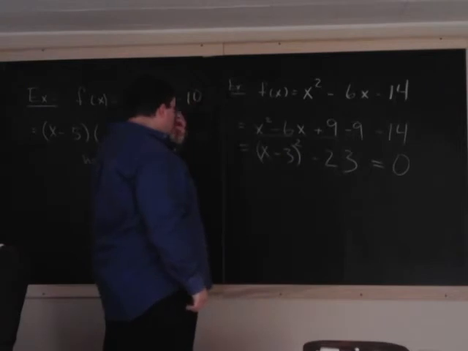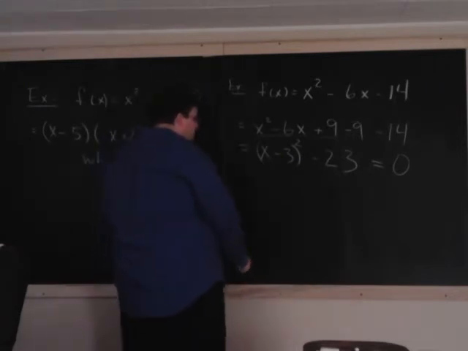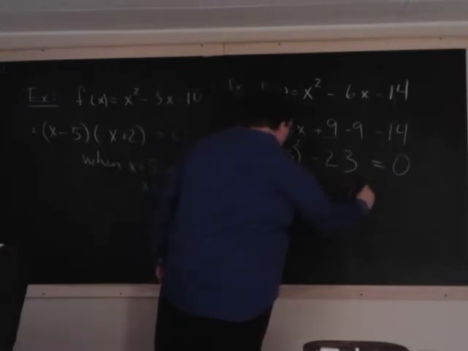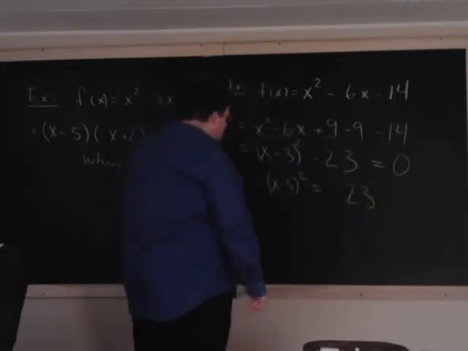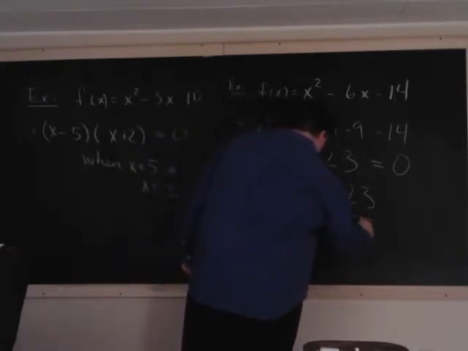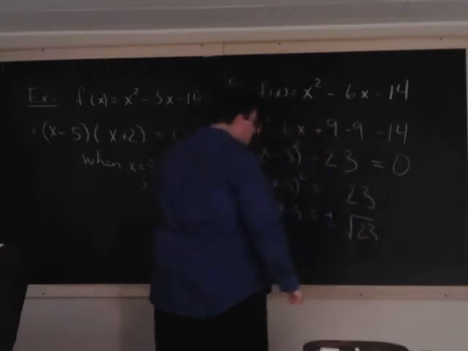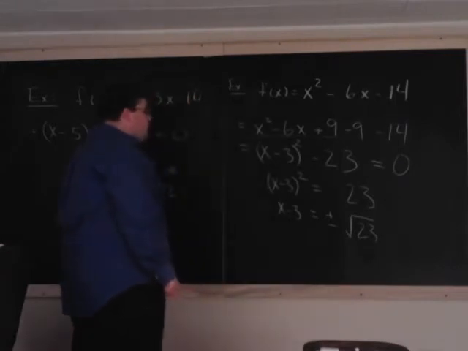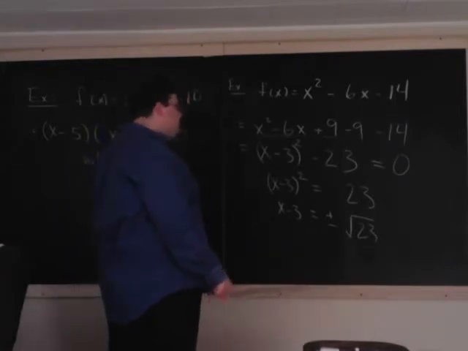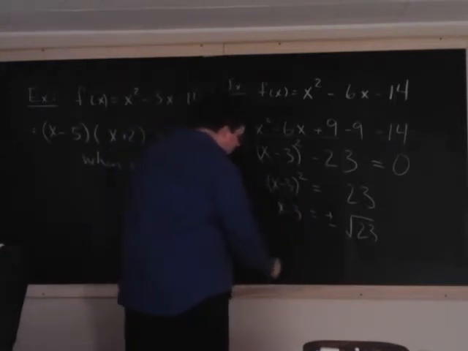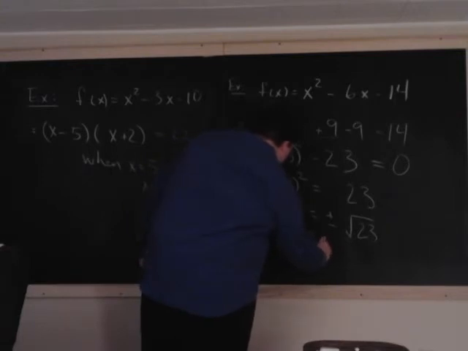So set that equal to 0, solve for x, so we'll add 23. It equals 23. Take a square root on both sides. We'll need the positive and the negative, because negative root 23 squared is still 23. And then we will add 3. 3 plus or minus root 23.